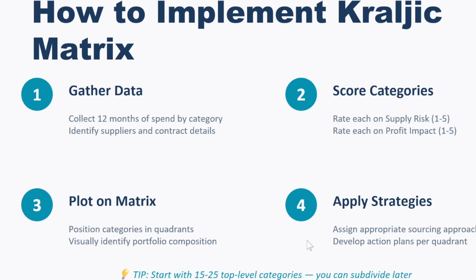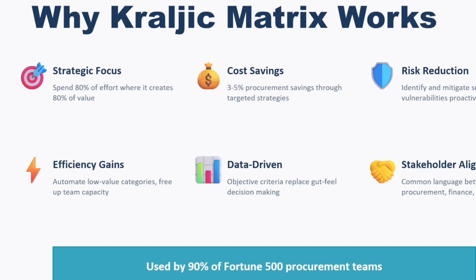Then after you have identified which category belongs to which quadrant, you need to apply the strategy: assign an appropriate sourcing approach and develop an action plan per quadrant. For the start, you can begin with 15 to 25 top level categories and subdivide them later. I will show you in the Excel how you can do it. But before moving to Excel, let me tell you why the Kraljic Matrix works.